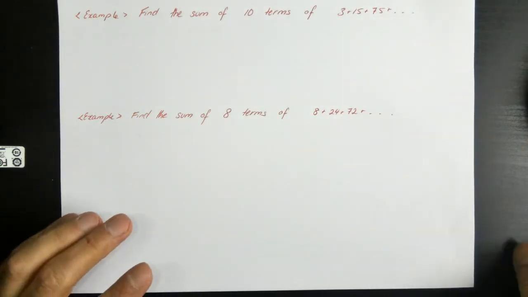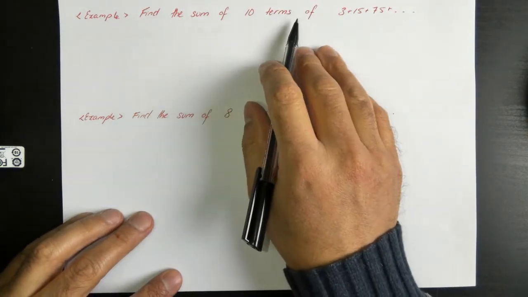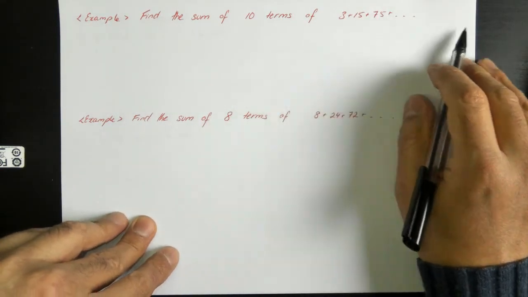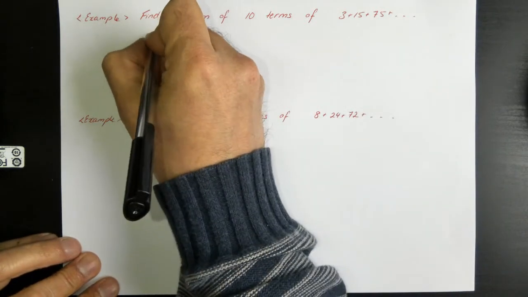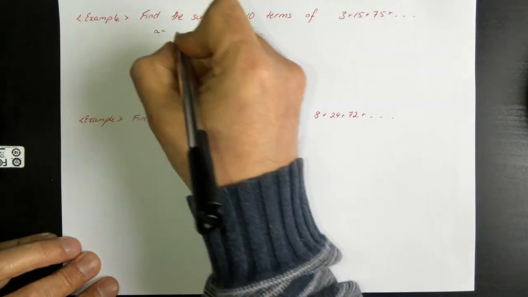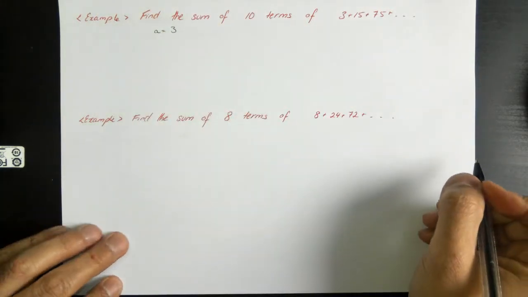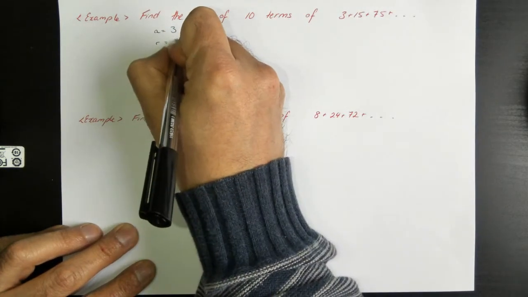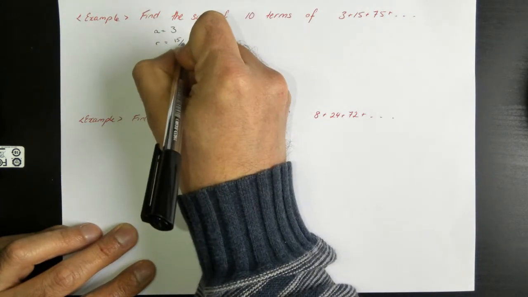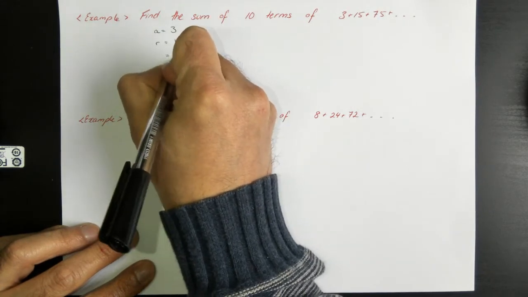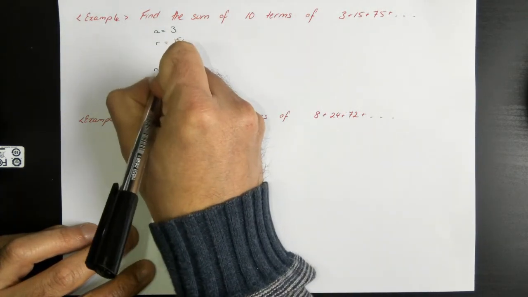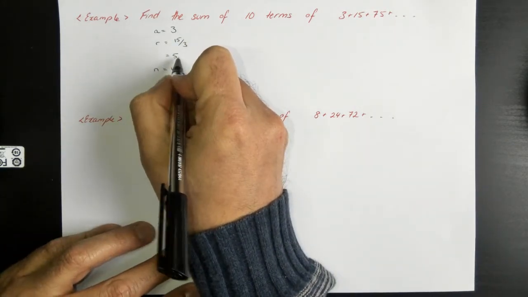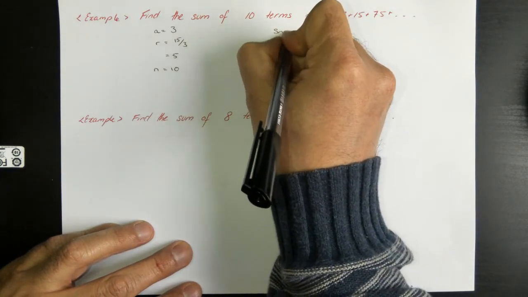Let's do some examples. We want to find the sum of 10 terms of the geometric series 3 plus 15 plus 75 plus. In this situation, a is going to be 3. We've got to find our common ratio, r, by doing the term divided by the previous term, so 15 over 3 is 5. We want n is 10. Now, as r is bigger than 1, we're going to use this formula.